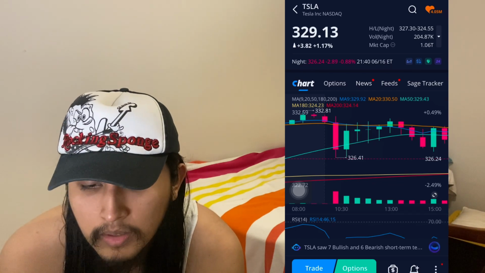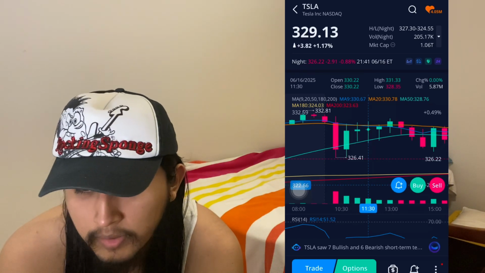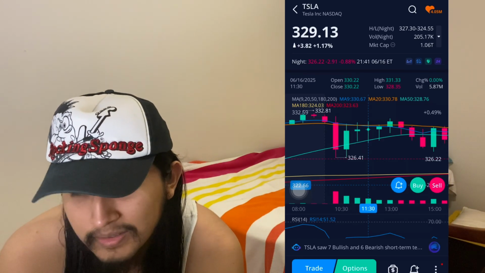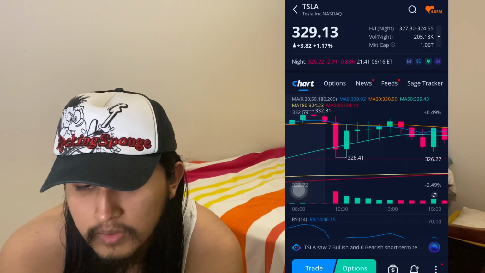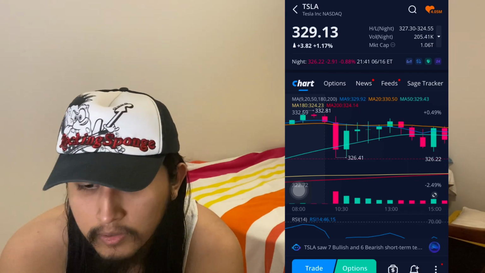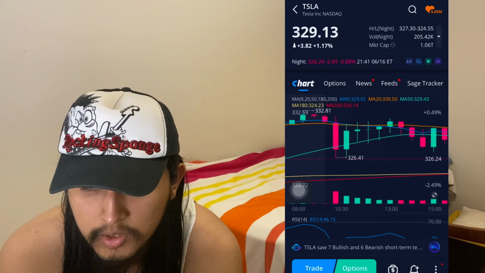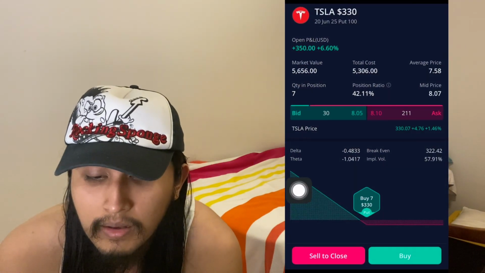So I was like, okay, let me play some Tesla put options as soon as it approaches the 9 or 20-day moving average, and wait for a rejection from either moving average. After the rejection occurred, that's how I made $350 trading Tesla put options.